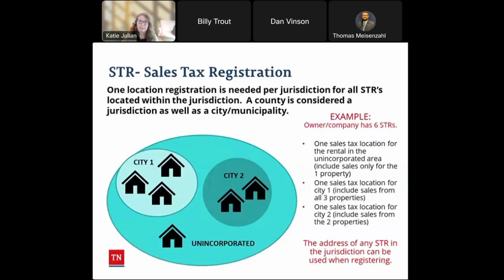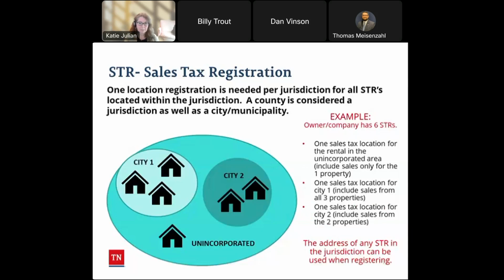So sales tax registration, this is kind of similar to business tax. One location registration is needed per jurisdiction for all short-term rentals located within the jurisdiction. And a county is considered a jurisdiction as well as a city and municipality.